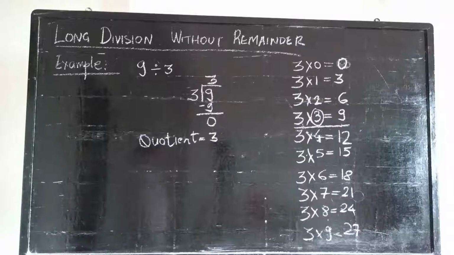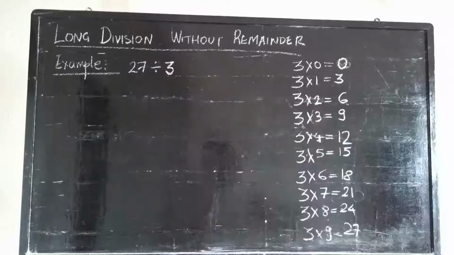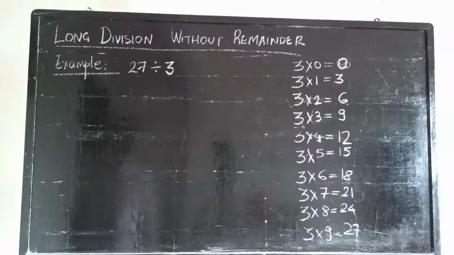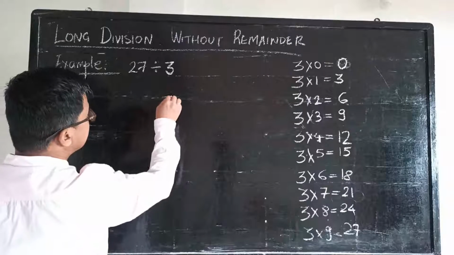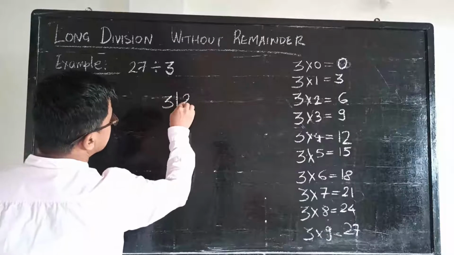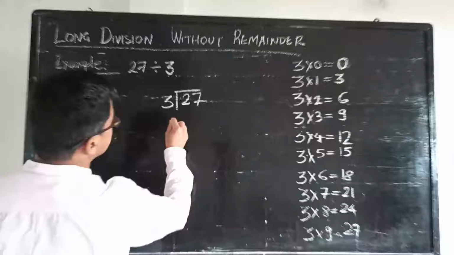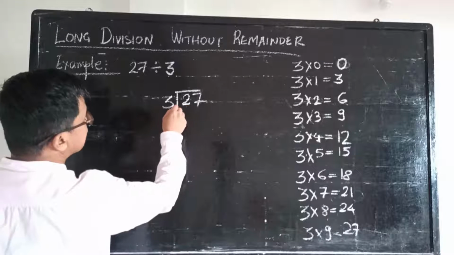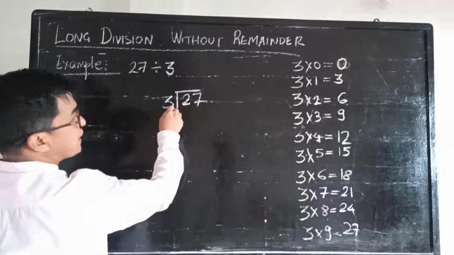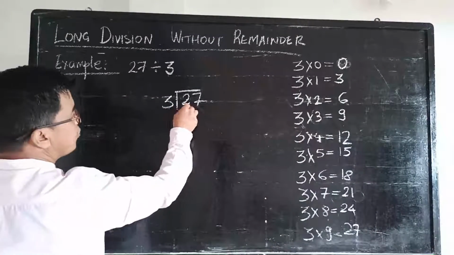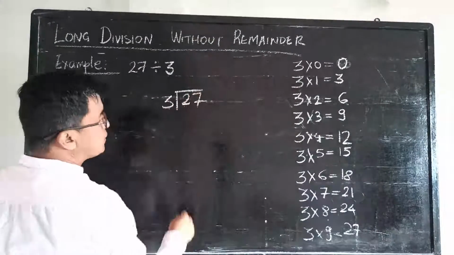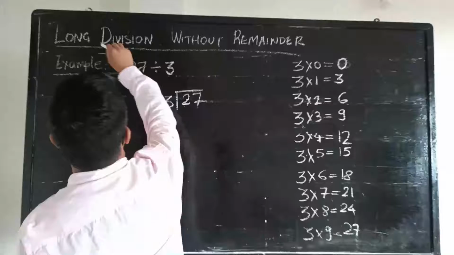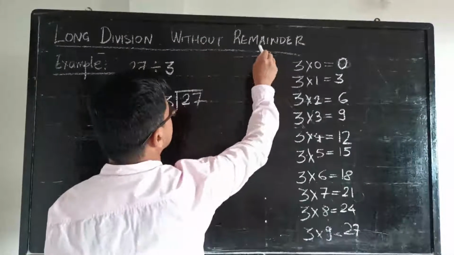Now we take another example. 27 divided by 3. Now here 3 is the divisor, 27 is the dividend. Now first we take the tens place, 2. 2 is smaller than 3. So 3 cannot divide 2. We have to take both, 2 and 7, 27. Now look at the tables of 3 where we get 27. Because this is long division without remainder. There must not be any remainder.